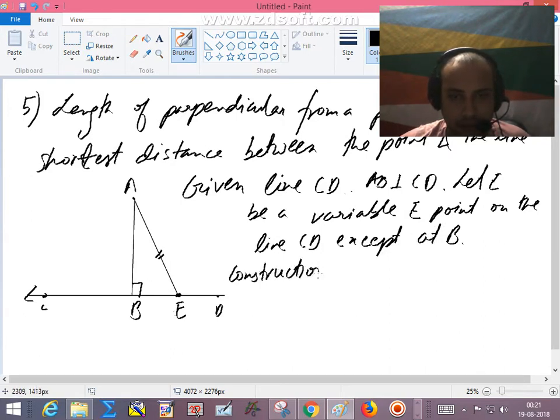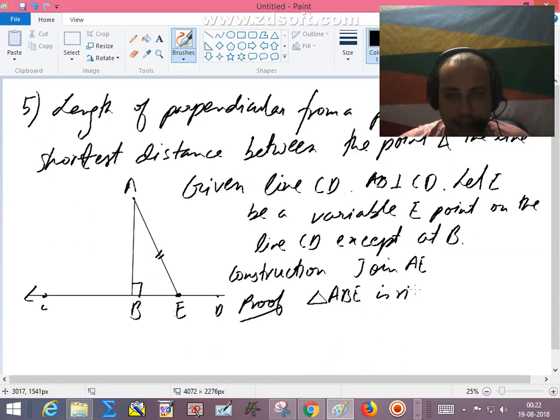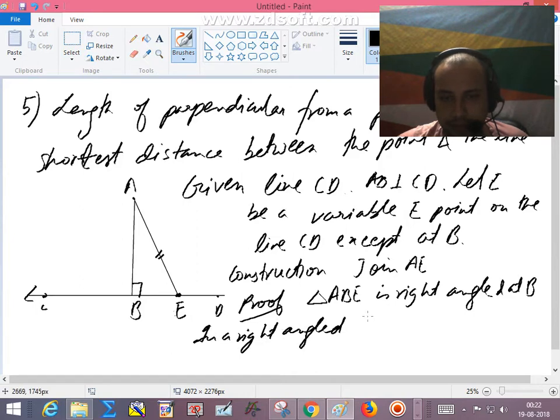So now we will do one construction. What we will do, we will simply join AE. Now we can see, after joining AE we are getting a new triangle. Triangle ABE is right angled at B. Why? Because AB is perpendicular to CD. So we all know, in a right angle triangle, the greatest angle is the right angle, right?